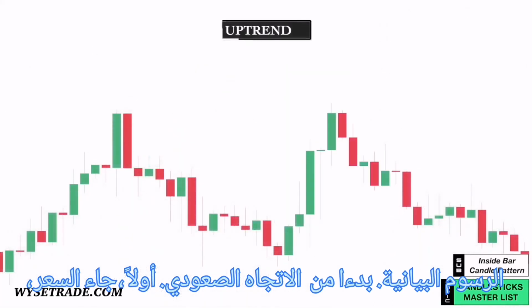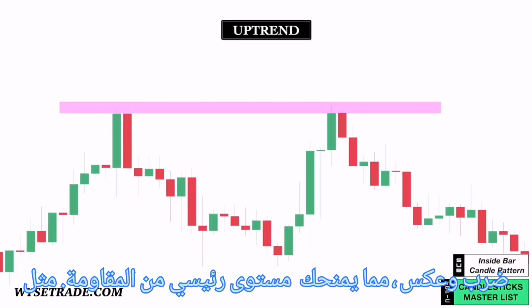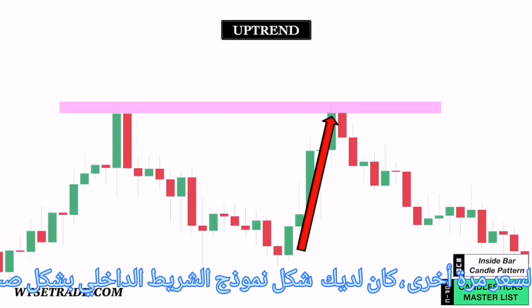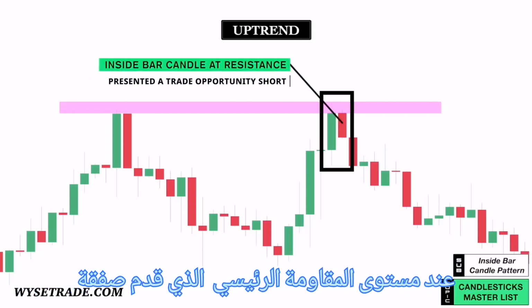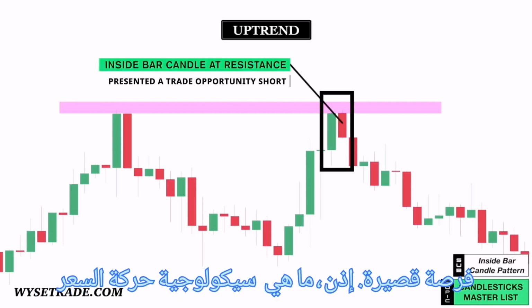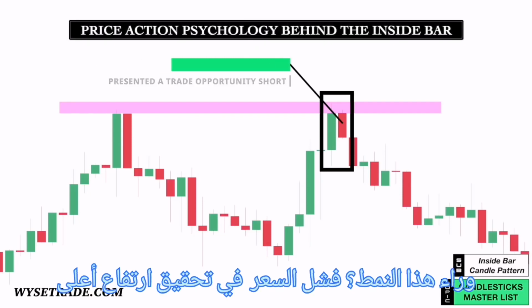Starting with an uptrend. First, price came up, hit and reversed, giving you a key level of resistance. As price came back up, you had the inside bar pattern form right at the key level of resistance, which presented a trade opportunity short. So what is the price action psychology behind this pattern?